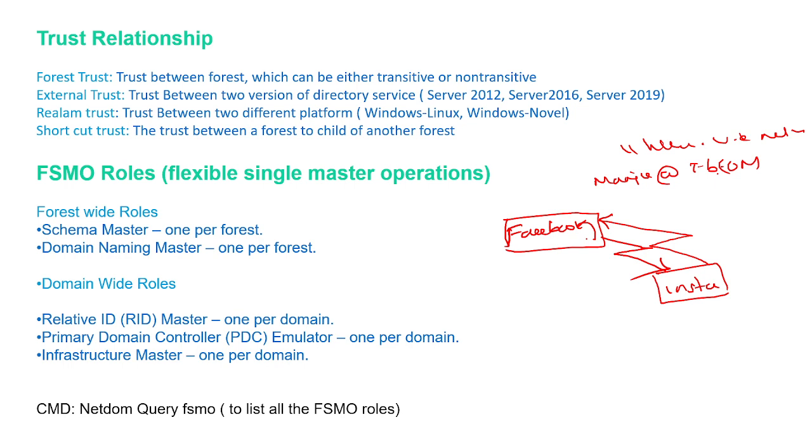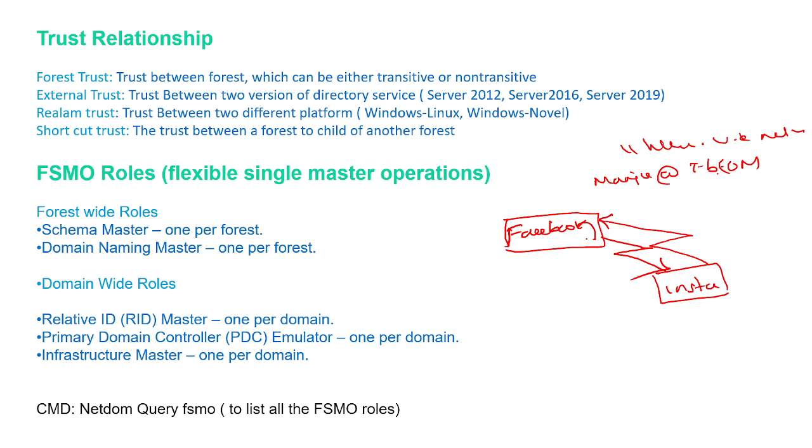And transitive means I am trusting you and you are also trusting me in parallel, meaning it is two way. That is why we call it a two-way forest trust, because Facebook is a different forest and Instagram is a different forest, or Facebook is a different forest and Microsoft is a different forest. Here we are establishing the trust between two different forest entities, correct? That is why we call it a forest trust. Understood?